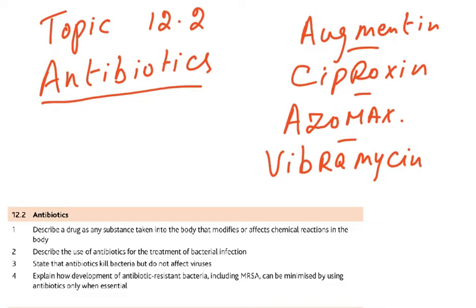Now 12.2 says describe a drug as any substance taken into the body that modifies or affects chemical reactions in the body. So drugs can be anything. Even Panadol is a drug. Even Cetrin is a drug. It's an anti-allergic. Panadol is a painkiller. Brufen is a drug. So any substance, it says any substance, didn't say painkillers, didn't say antibiotics, any substance that is taken into the body that modifies or affects chemical reactions.